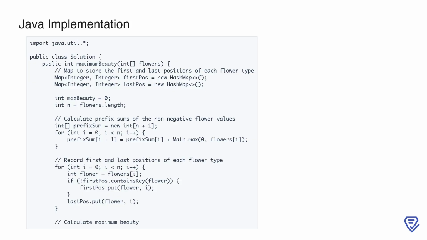This array accumulates the sum of all non-negative values in the flowers array up to each index. This is done using a loop where we add the maximum of 0 or the current flower value to the running prefix_sum. Additionally, as we iterate through the flowers array, we populate the first_pos and last_pos maps. For each flower type, if we haven't already recorded its first position, we add it to first_pos. We also update last_pos to ensure we always have the latest position for that flower type. These steps set up the data structures and values we need to efficiently calculate the maximum beauty.